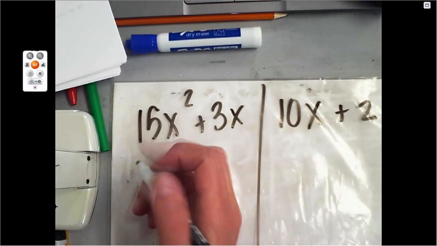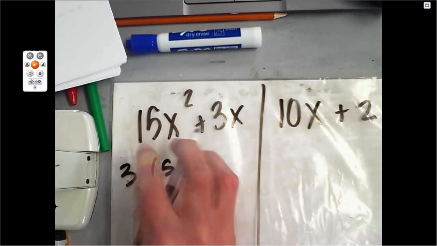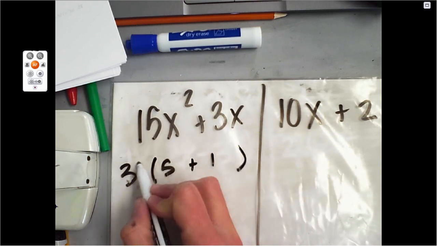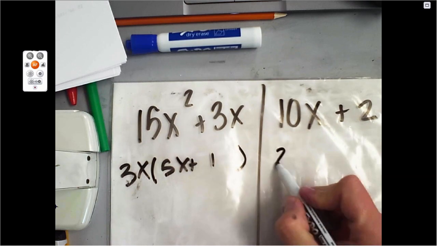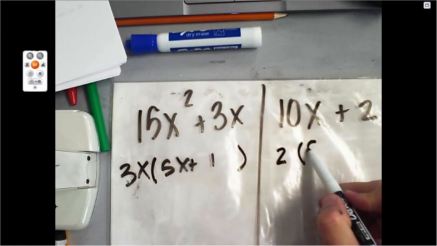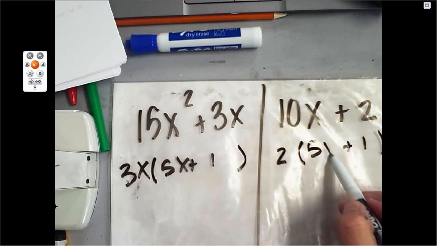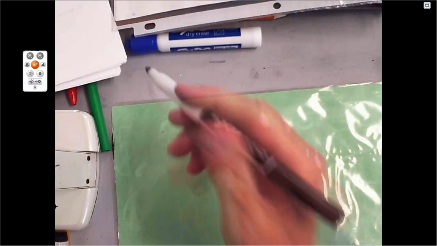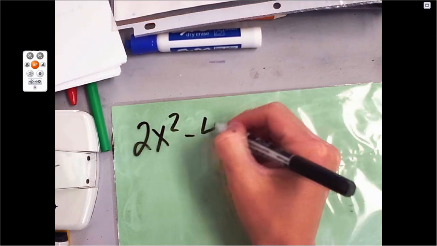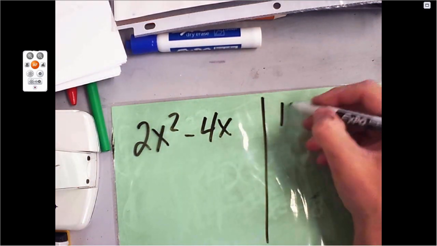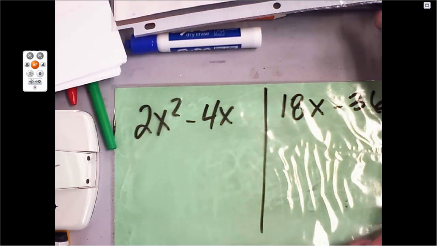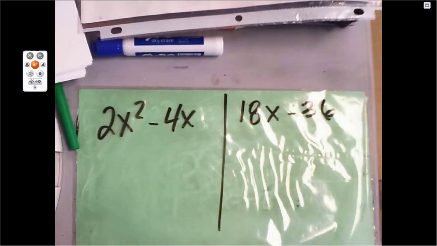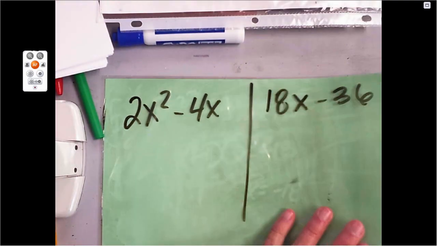So 15 and 3. 3 goes into that. 15 divided by 5 is 3. 1 x. 10 and 2. 2 goes into that. 10 divided by 2 is 5. 2 divided by 2 is 1, and I can't take x's out. All right, try this one: 2x squared minus 4x, and then 18x minus 36.